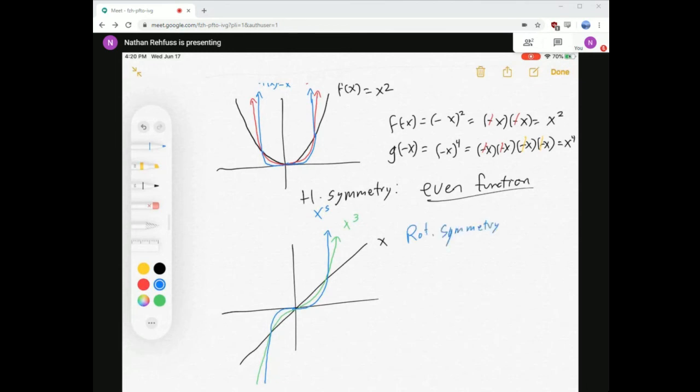And we call them odd functions. Notice that all the powers are odd? Well, here's what happens. If f of x were x cubed, let's say, and I try the test, f of negative x is going to be negative x times negative x times negative x.